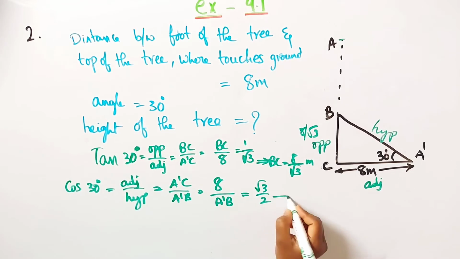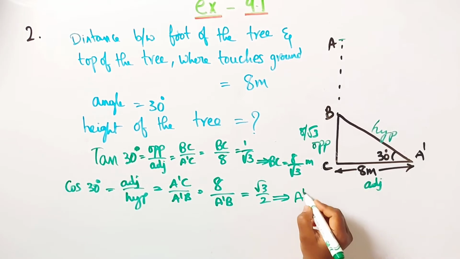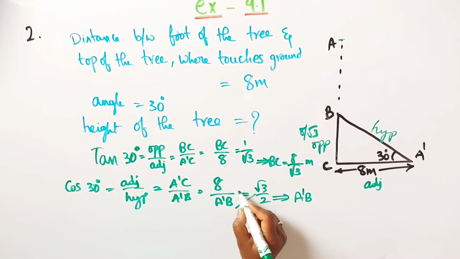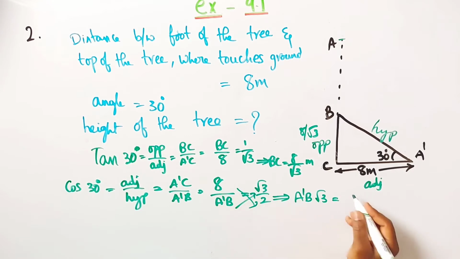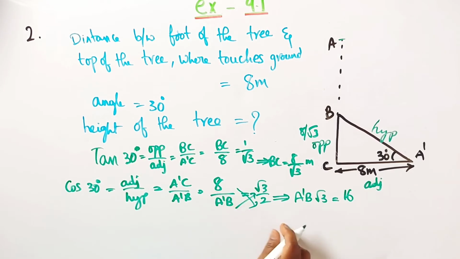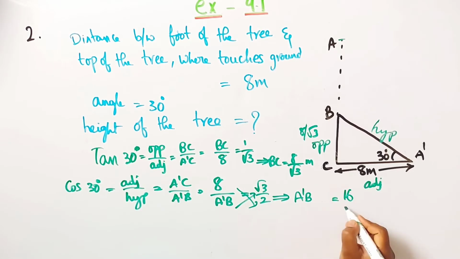Right. So from here, for A dash B, just do cross multiplication. A dash B root 3 is equal to 8 into 2, 16. 8 twos are 16, children. Therefore A dash B is equal to 16 by root 3. This root 3 will go to the right hand side.